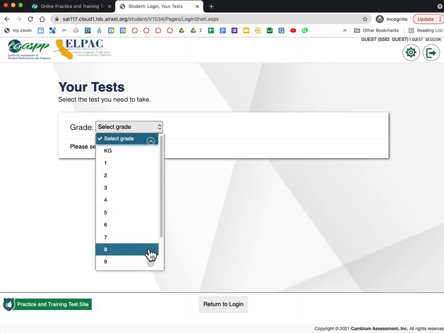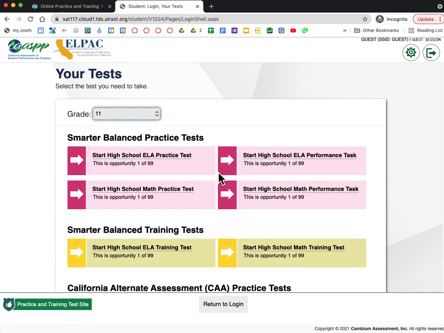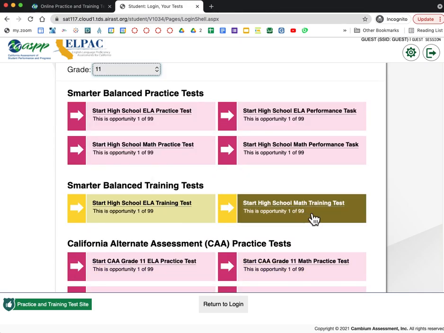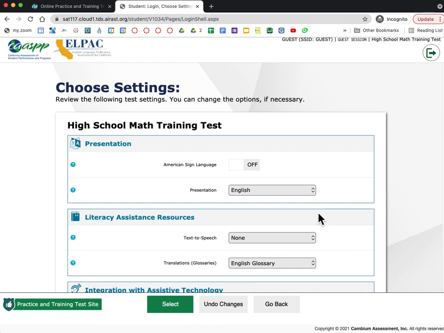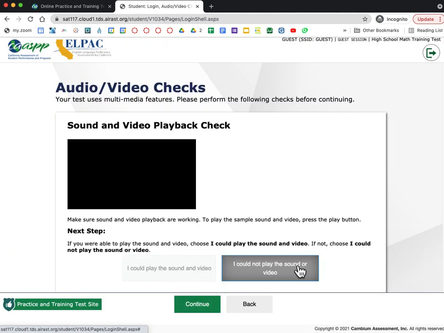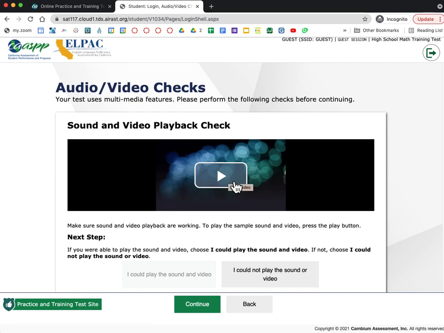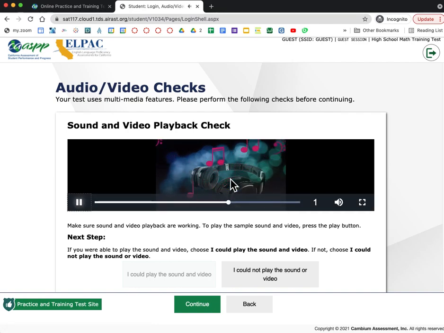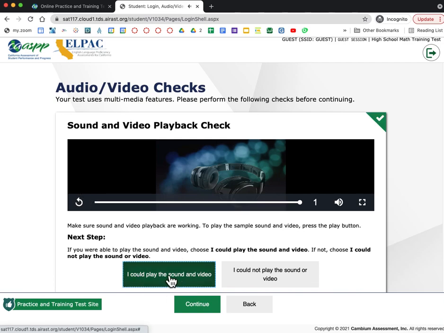I'm going to go ahead and select 11th grade. And we want to get back into the training test, so the second yellow one. Press this button. You don't need to change any of these things. Go ahead and just press select. Listen to that terrible sound. Ooh. Press I could hear it.